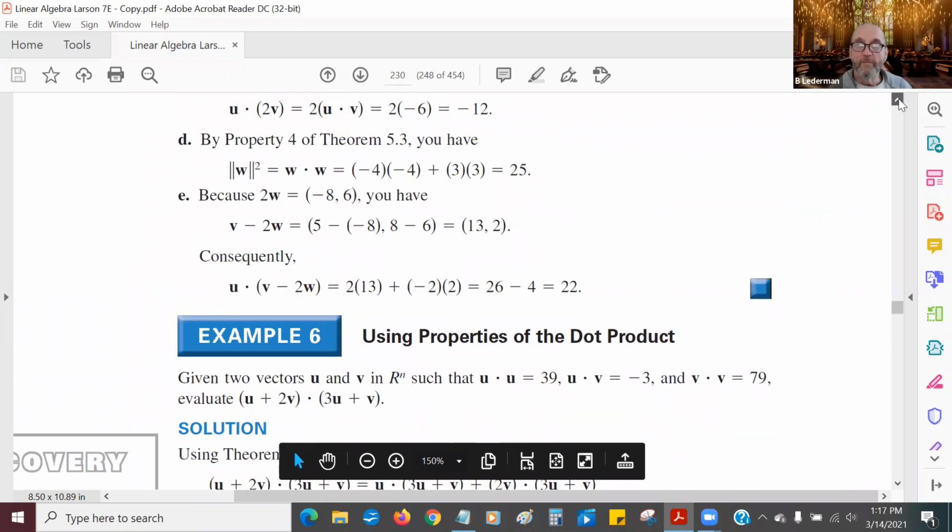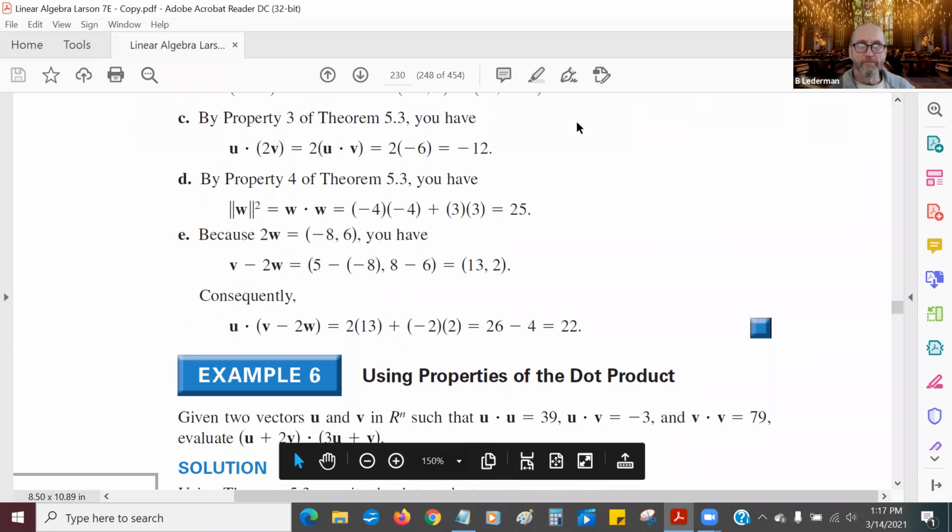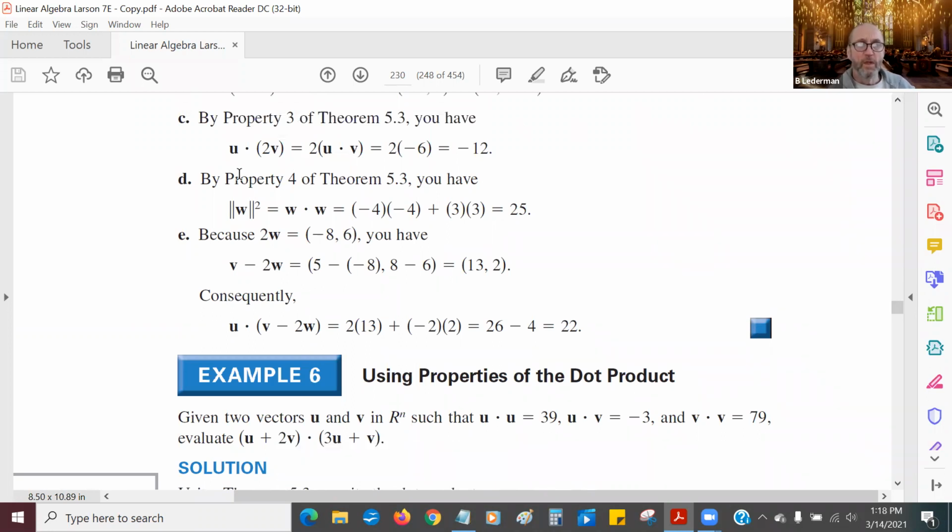For C, now you could pull out, notice we did something we didn't necessarily have to do, but we did it. U dot 2V is the same thing as 2 times U dot V, which is 2 times negative 6, which is negative 12. Now I could have just multiplied the vector V by 2 and then did a dot product.